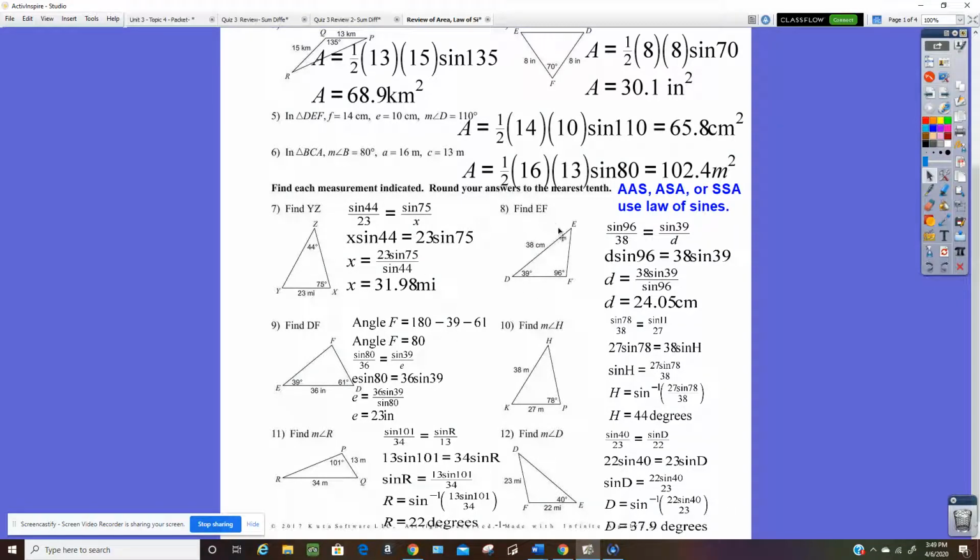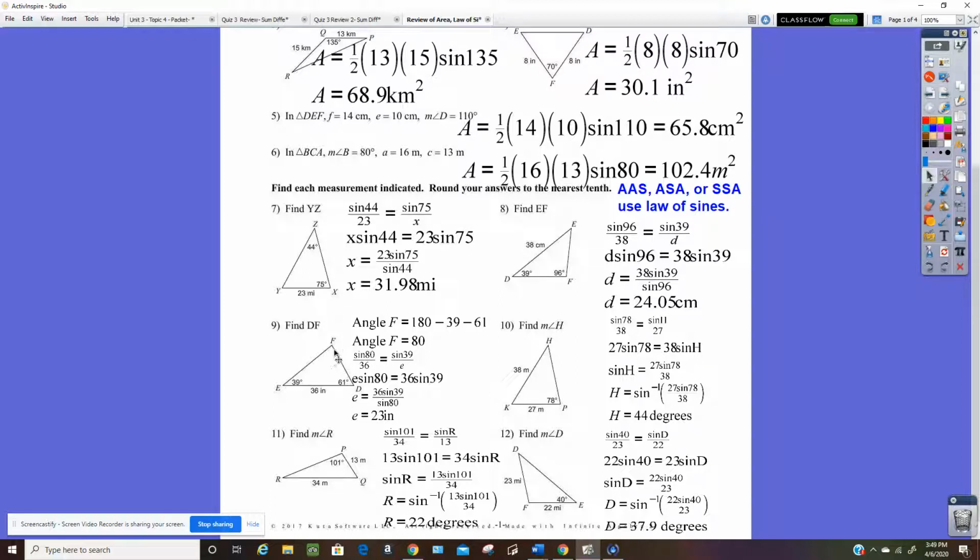If I want to find EF, that's actually side D, so that's why I called it side D. So sine of 96 over 38 is equal to sine of 39 over D. When you cross multiply and manipulate the equation, D is 38 sine of 39 over sine of 96, 24.05 centimeters. DF is this side right here, which is the same as, this is angle E, then this is side E. So that's why I use that.